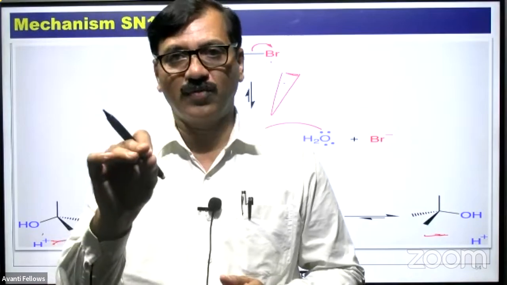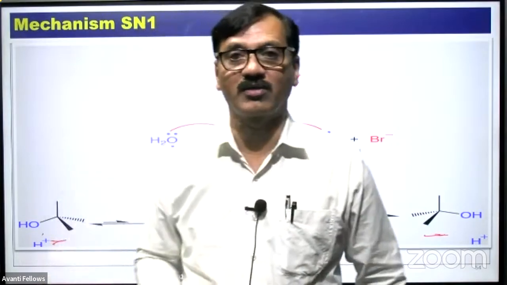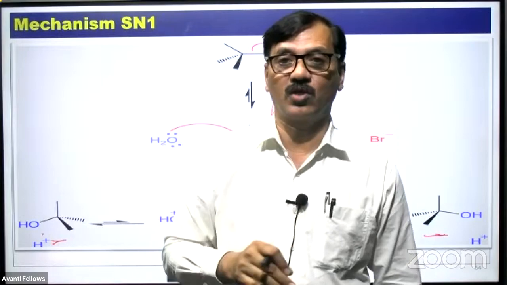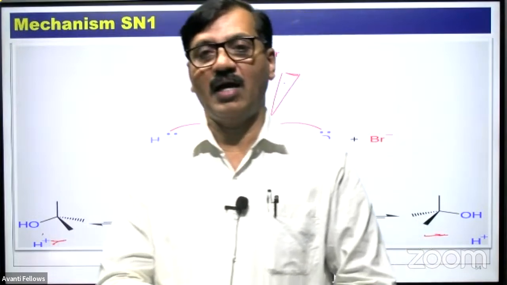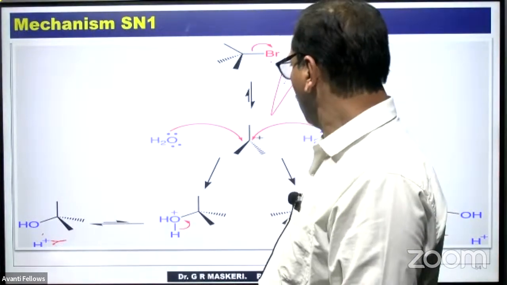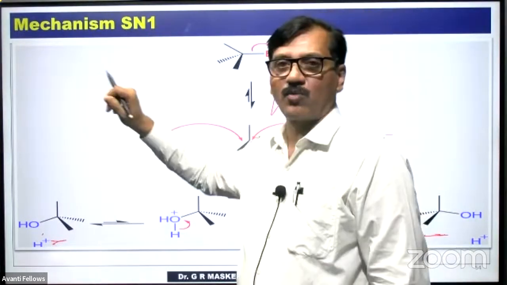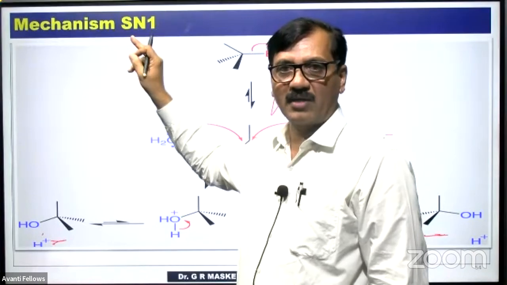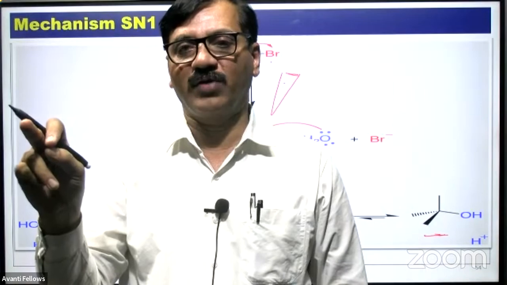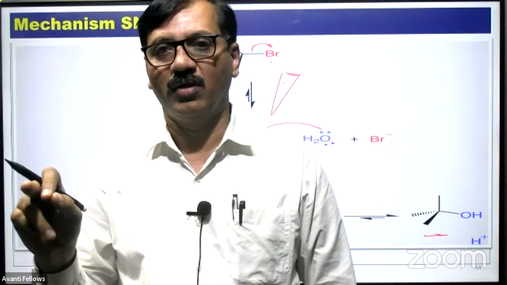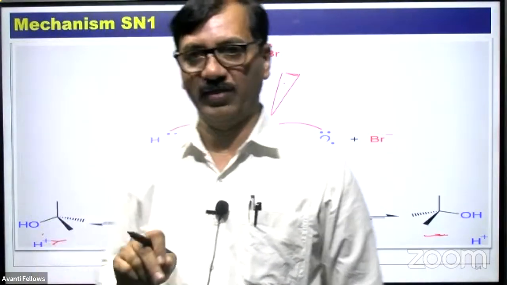In racemization, an internal compensation occurs. External compensation occurs when 50% of both kinds of compounds are added. Okay, this is what you have to remember in the SN1 path. The SN1 path results in 50% of the inverted configuration and 50% of the compound with retained configuration.